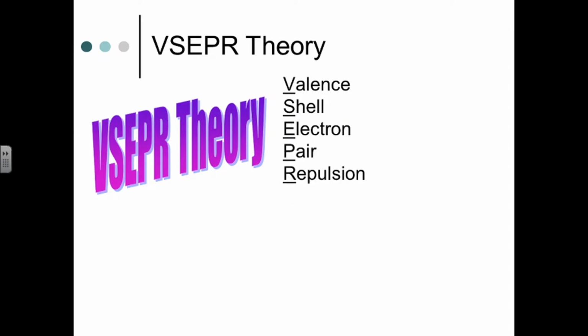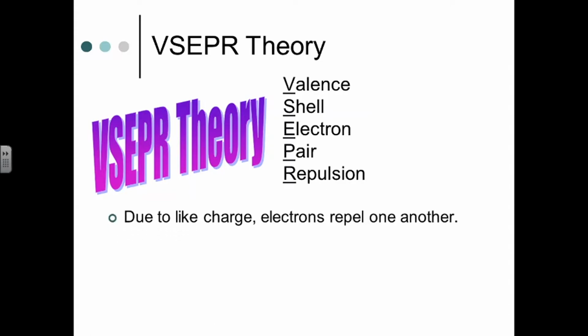Okay, so here we go. VSEPR theory stands for valence shell electron pair repulsion. Remember, the only electrons that are involved in bonding are, obviously, your valence shell electrons. And we know that because of like charges, electron pairs will repel one another. What does that mean about the shape of the molecule? A couple of things. First of all, just remind yourself that like charges repel.